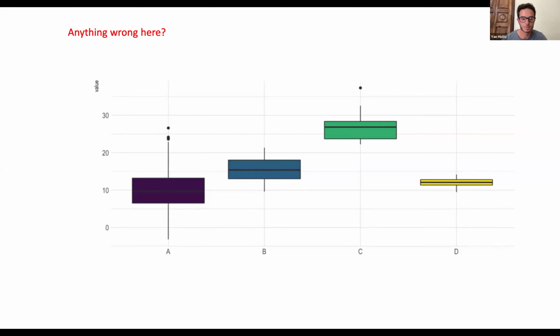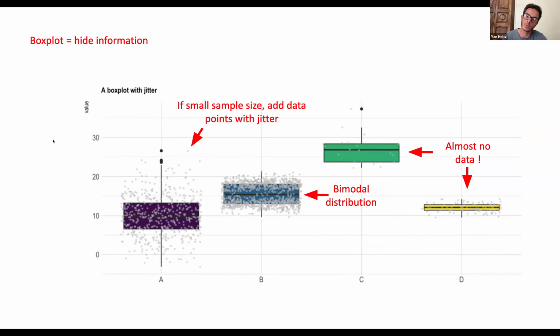All right, so this one is very common too, and people, especially in academia, love box plots. And indeed, they are very powerful. But look at the same data set now with all the individual data points put on top of the box plot. That's what we're seeing.